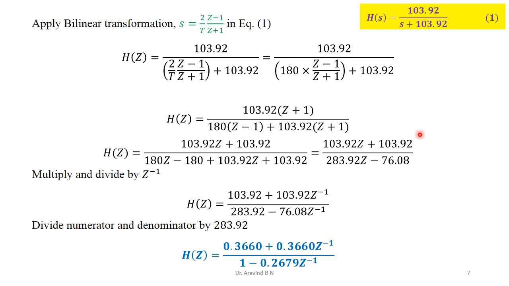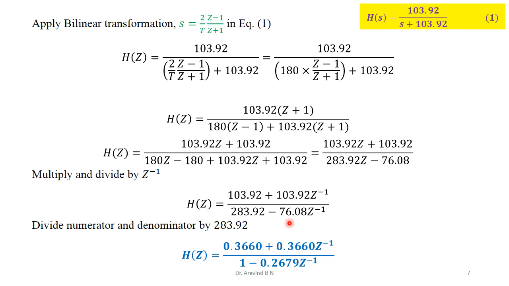Therefore, multiply and divide the numerator and the denominator by z inverse so that we can get the realization in the negative powers of z. After multiplying and dividing by z inverse, here is the answer. H of z is equal to 103.92 plus 103.92 z inverse divided by 283.92 minus 76.08 z inverse.